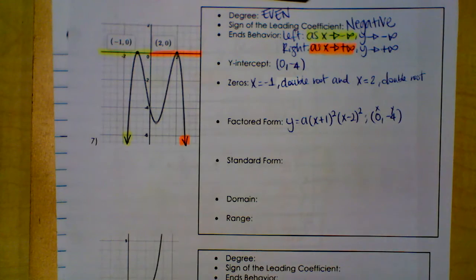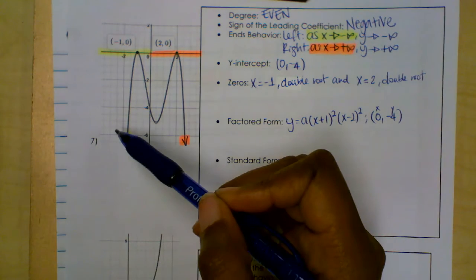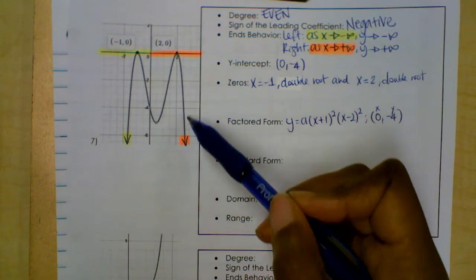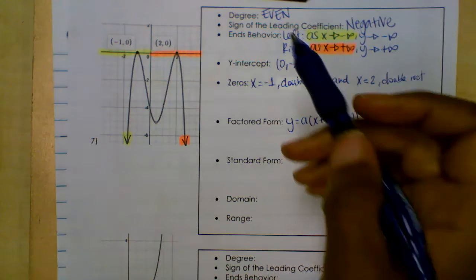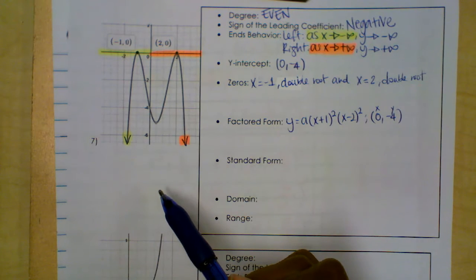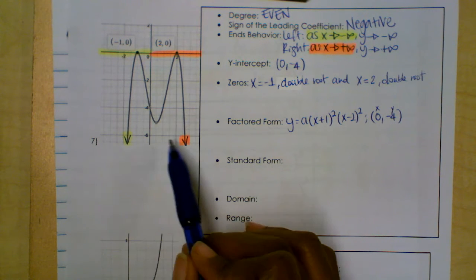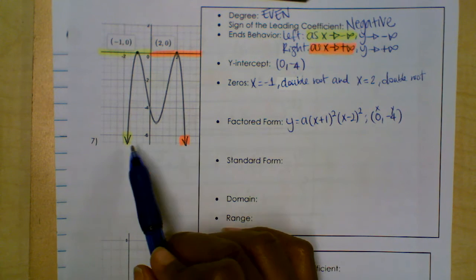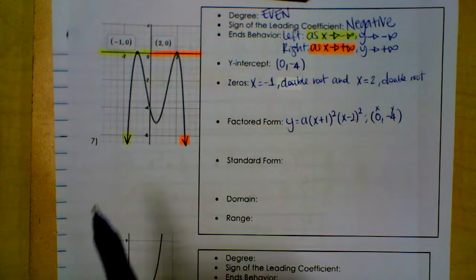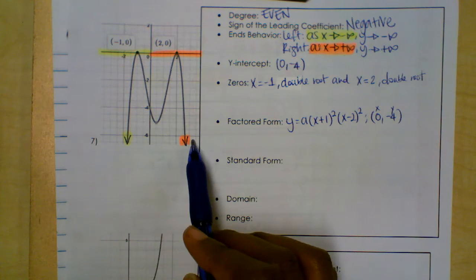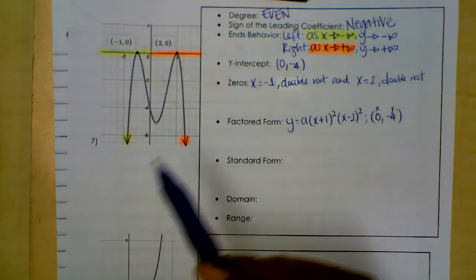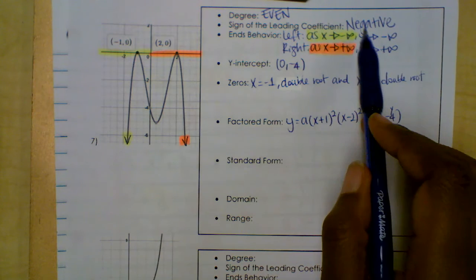Welcome back. So this one is going to be identifying the key feature of an even degree polynomial. So given this graph, why do I say that this is an even degree polynomial? Even degree polynomial, okay, the ends point toward the same direction. So that's why I know it's even. So the sign of the leading coefficient is negative.